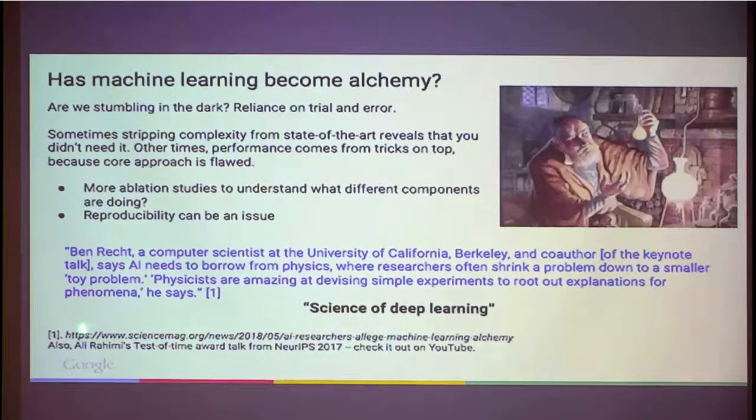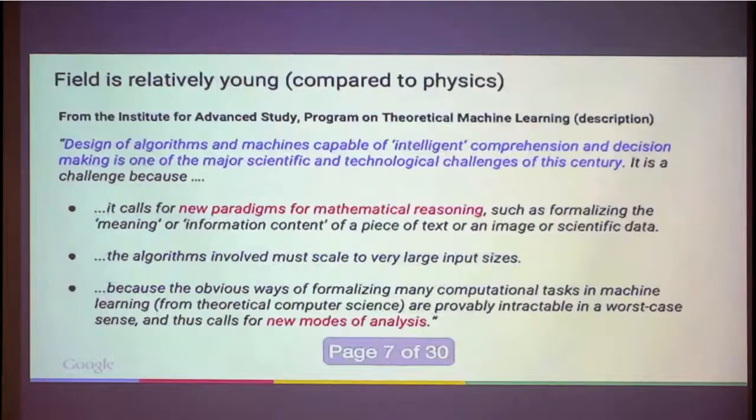a short summary in Science magazine, if you want to check it out. Ben Recht, a computer scientist at the University of California, Berkeley, and co-author of this keynote talk, says AI needs to borrow from physics, where researchers often shrink a problem down to a smaller toy problem. Physicists are amazing at devising simple experiments to root out explanations for phenomena, he says. And so I think this ties into the new modes of analysis: they need to not be worst-case analysis, they need to be appropriate for the problem.